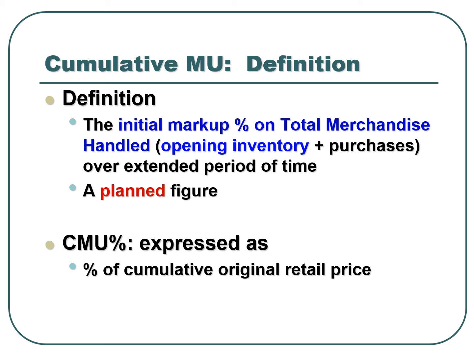All markup percent is percent of retail. The different types of markup will use different types of retail figures to calculate the markup percent. For cumulative markup percent, the retail figure that we're using is the cumulative original retail. So cumulative markup percent is percent of cumulative original retail, whereas the initial markup percent was percent of original retail or initial retail. Because cumulative markup percent is the initial markup percent of the total merchandise handled, we're going to have to add up all the original retail of all total merchandise handled, which will constitute what we call cumulative original retail. So the cumulative markup percent is percent of that cumulative original retail.